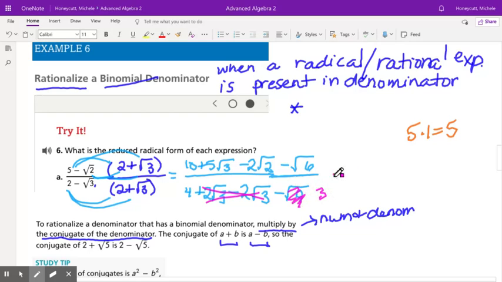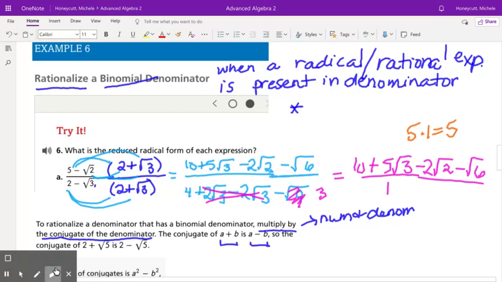So let's see what this all simplifies to. In the denominator, 4 minus 3 is 1. So really I just have the numerator. And there's nothing to simplify in the numerator, so 10 plus 5 square root of 3 minus 2 square root of 2 minus the square root of 6. And I can't combine any of those radicals because they don't have the same radicand. Now the whole thing's over 1, but if you have a fraction that's over 1, you don't have to write that 1. So I'm going to erase the denominator part and say, here's my answer.